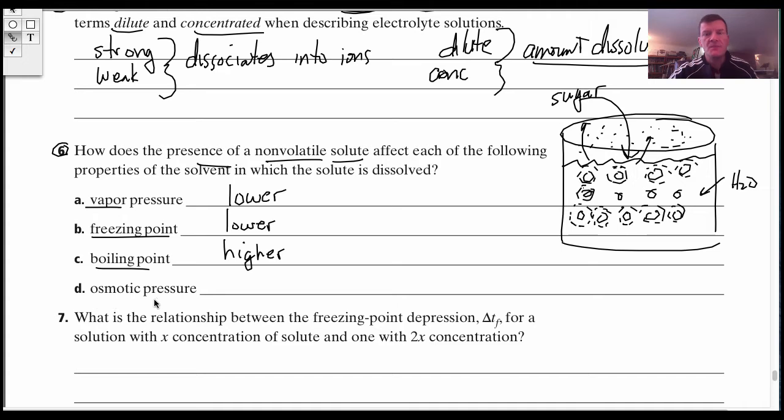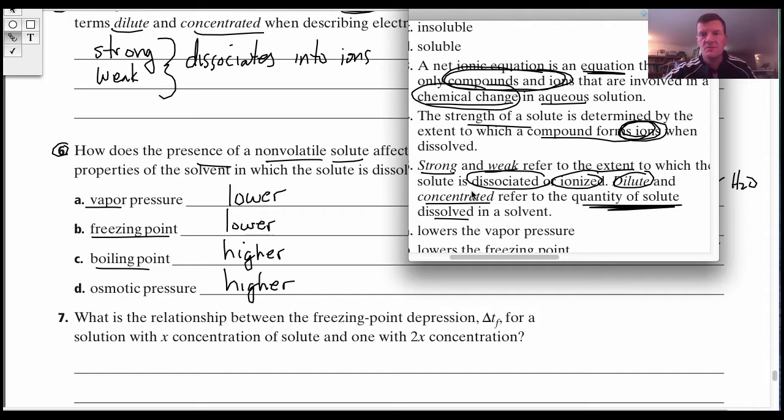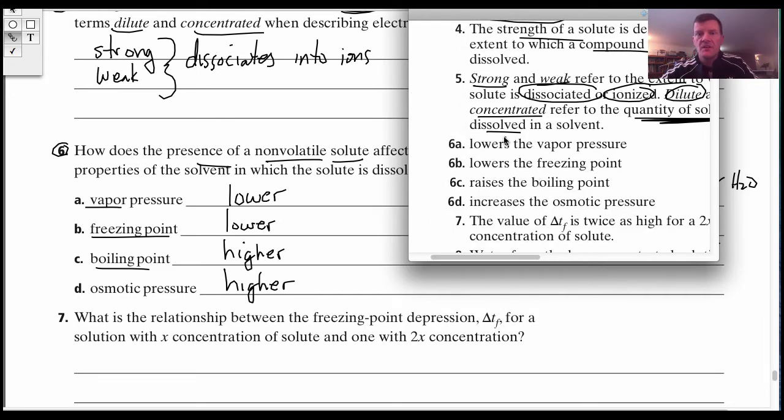Okay? And the osmotic pressure is going to be greater, I believe. Osmotic pressure, remember, is the push that you have to give in order to keep the water from going through that semi-permeable membrane into the sugar solution. All right? So the greater the concentration, the more the water is going to want to come over from the pure water side into the sugar side, and you're going to have a higher pressure to push it back. Okay? Let's double check. Lowers the vapor pressure, lowers the freezing point, raises the boiling point, and increases the osmotic pressure. Okay?